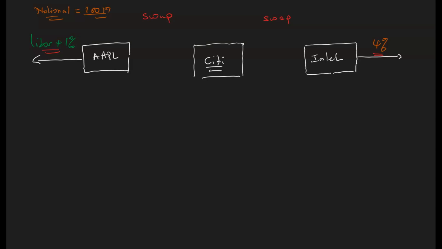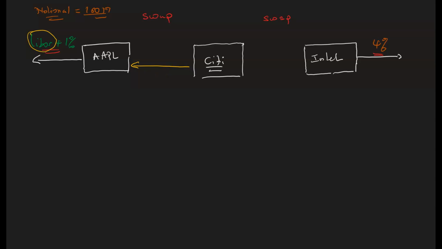Now, Apple wants to have a fixed rate. Apple is not interested in a variable rate. So what Apple would want to do is for Citi to take away the portion of the rate that Apple currently has to pay that is variable. That portion of the rate is LIBOR. So what Apple would want is to be receiving LIBOR from Citi.